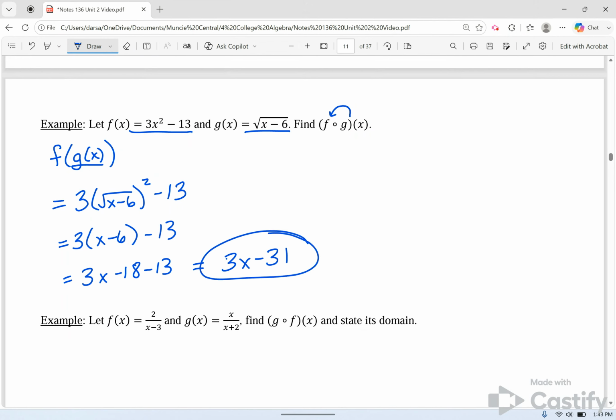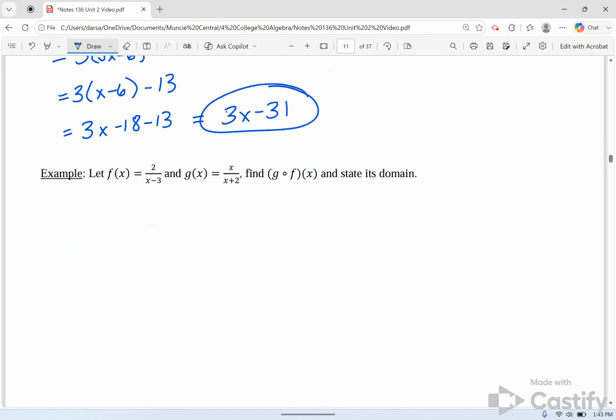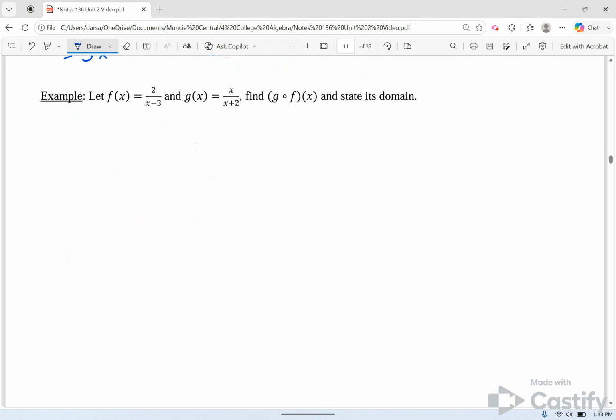All right, my favorite one and the hardest one, and we're not going to do the domain part of this today, is when you get fractions of fractions. These can get a little bit ugly, but it is important that we know how to do this because this kind of stuff will be in calculus. So today we are doing g of f of x. What does that mean? We're going to take our g of x and we're going to plug f of x into it. So it looks like that, g of f of x.